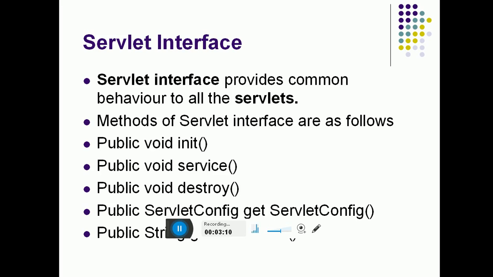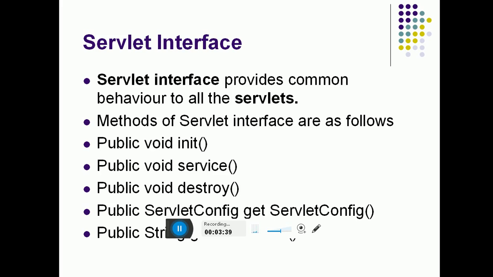Let's see what the init method does. The init method initializes the servlet. It is executed only once, at the creation of the servlet. Public void service: the service method provides responses for the incoming request. It is invoked each and every time a request is given to the web container. What is the destroy method? It indicates that the servlet is being destroyed.